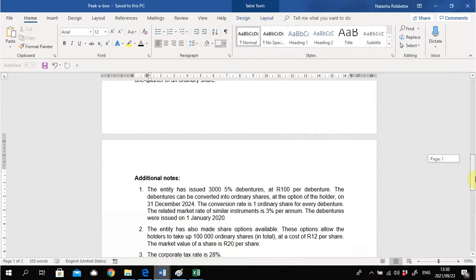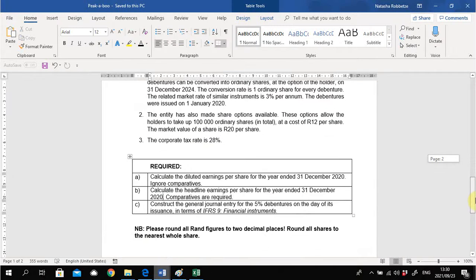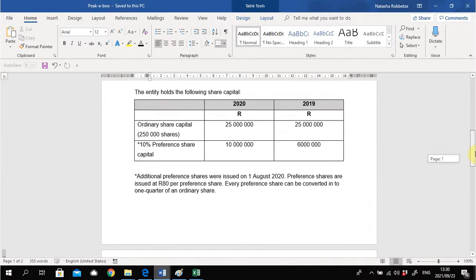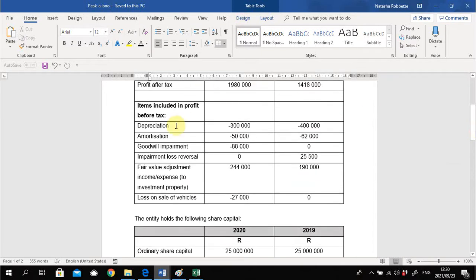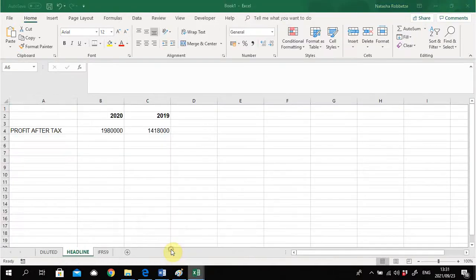Then there are some items that have to be added back and some that do not have to be added back. So if I look at my added back items, the depreciation and amortization are not one of them that affect the headline earnings. The goodwill impairment will affect the headline earnings. The impairment loss reversal will affect it. The fair value adjustments would affect it, and also the loss on the sale of the vehicles should affect headline earnings per share. So going back to the memo then, we're going to start with the goodwill impairment.